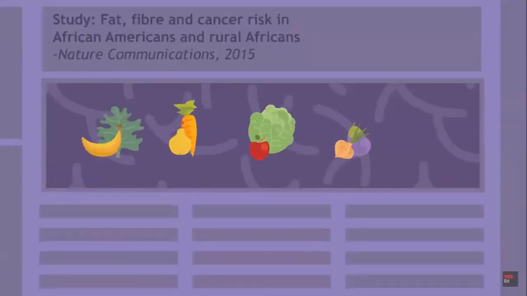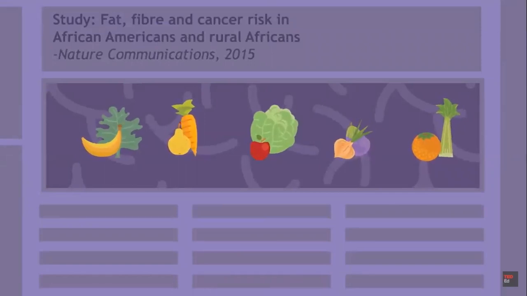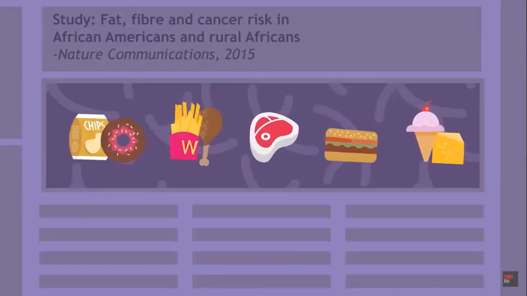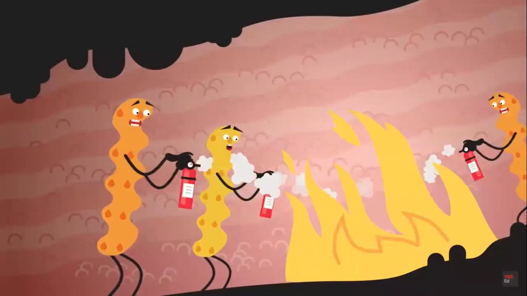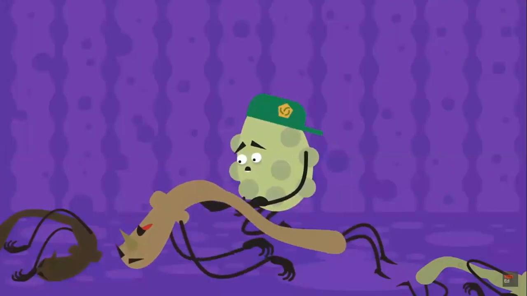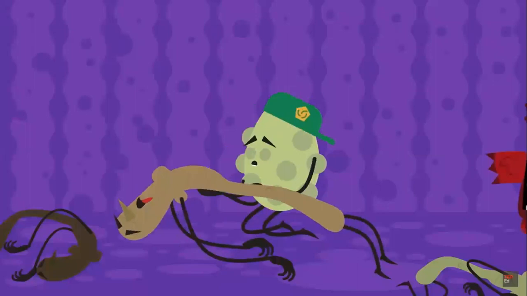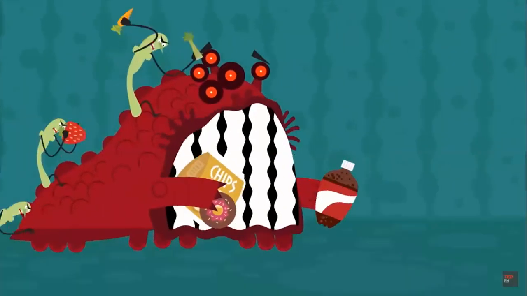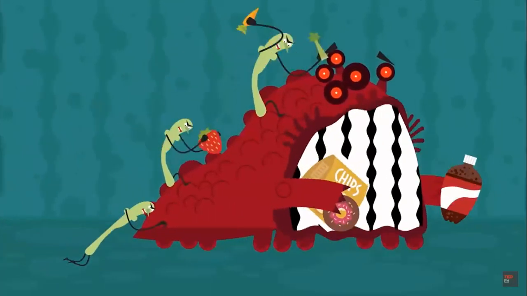In a recent study, scientists exchanged the regular high-fiber diets of a group of rural South Africans with the high-fat, meat-heavy diets of a group of African Americans. After just 2 weeks on the high-fat, low-fiber, Western-style diet, the rural African group showed increased inflammation of the colon as well as a decrease of butyrate. That's a short-chain fatty acid thought to lower risk of colon cancer. Meanwhile, the group that switched to a high-fiber, low-fat diet had the opposite result.